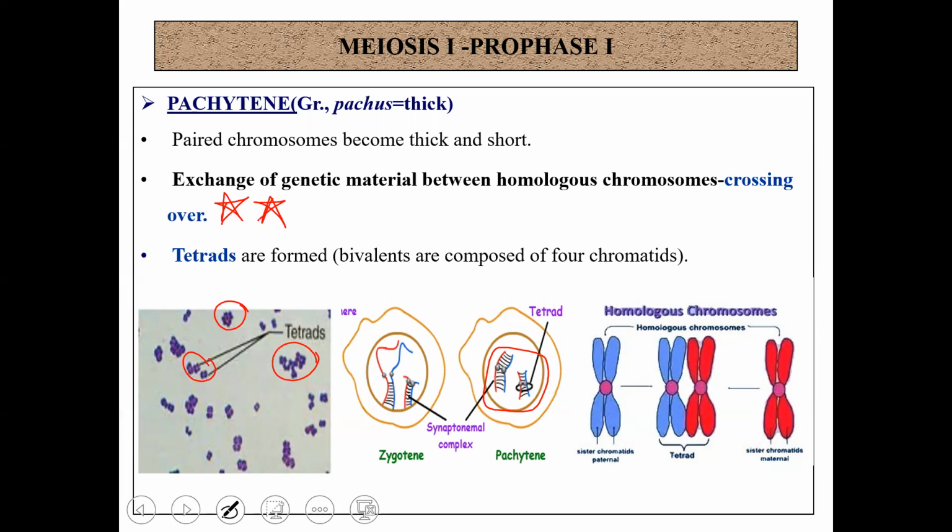Okay, so in the meiocytes, when there is genetic exchange, the process is called crossing over. As I told you, during crossing over there will be the appearance of recombination nodules at the site of crossing over between the non-sister chromatids of the homologous chromosomes. Generally, the exchange of genetic material takes place between the non-sister chromatids of the homologous chromosome.